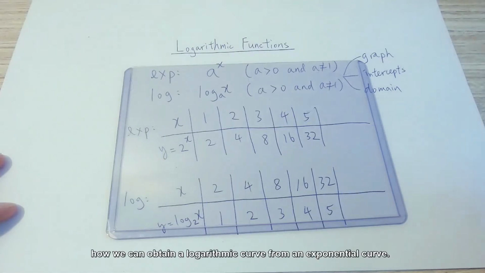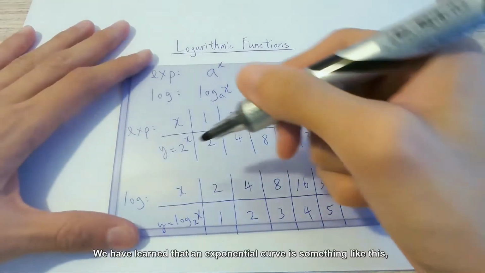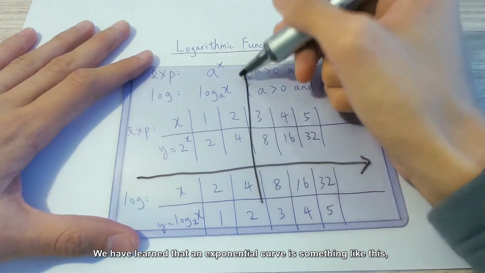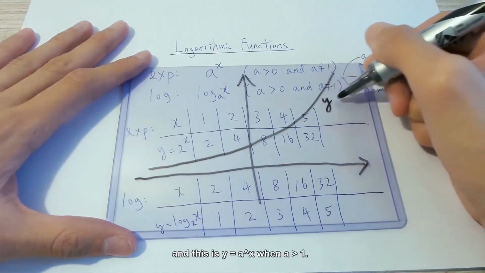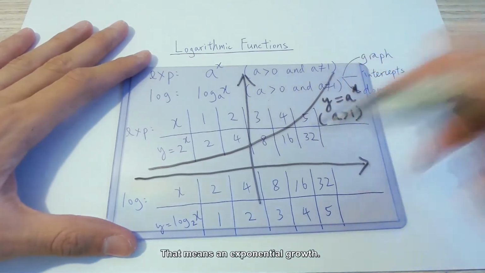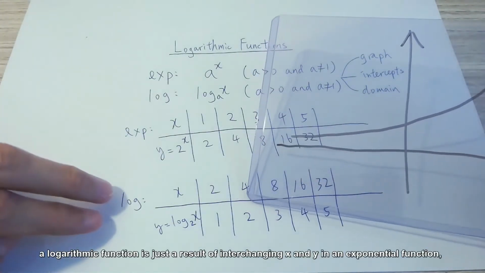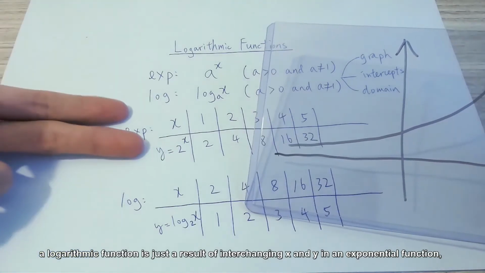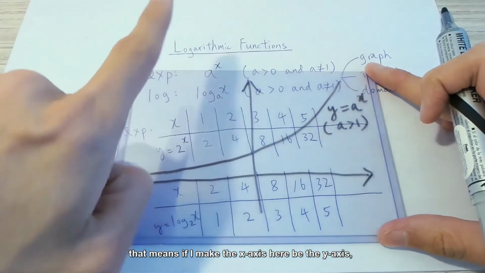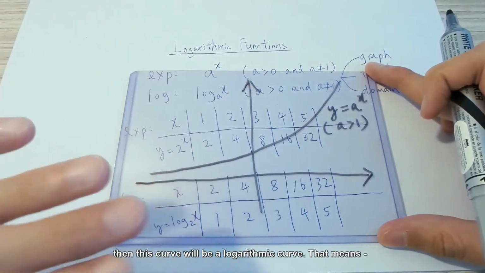Now I'm going to show you how we can obtain a logarithmic curve from an exponential curve. We have learned that an exponential curve is something like this. And this is y equals a to the power x when a is bigger than 1. That means an exponential growth. Since we know that a logarithmic function is just a result of interchanging x and y in an exponential function, that means if I make the x-axis here to be the y-axis and the y-axis here to be the x-axis, then this curve will be a logarithmic curve.